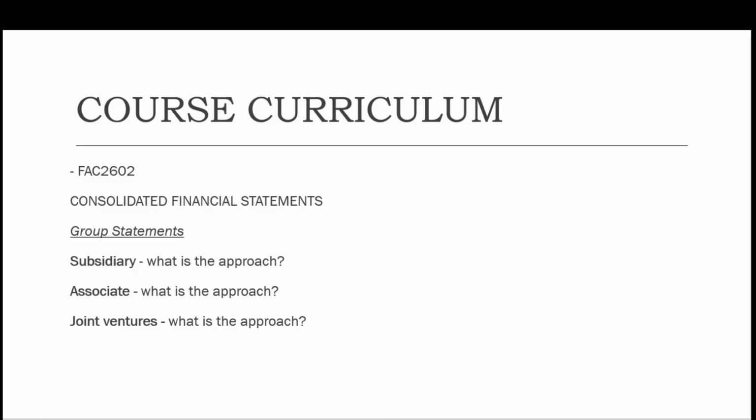So if it's a subsidiary, you must what? You must consolidate it. If it's an associate, then we call it equity accounting, so you must equity account it. And if it's a joint venture, you have the option to do equity accounting, or there's joint venture accounting for a joint venture. But we will learn all that.